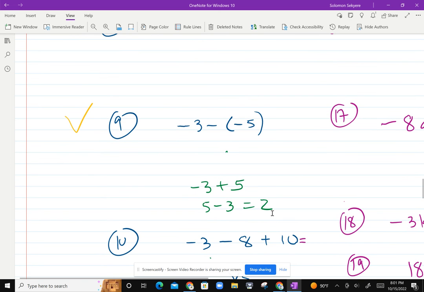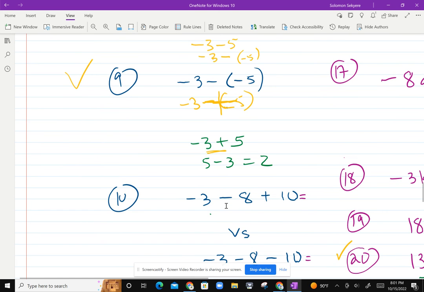What if I have negative 3 and I say minus, and now I'm subtracting a negative number. So you see how you have a negative and a negative. Just join that. That becomes a plus. This is different from negative 3 minus 5. This is negative 3 minus negative 5. It becomes plus. It's the same as negative 3 plus 5, and you know how to do that, right?